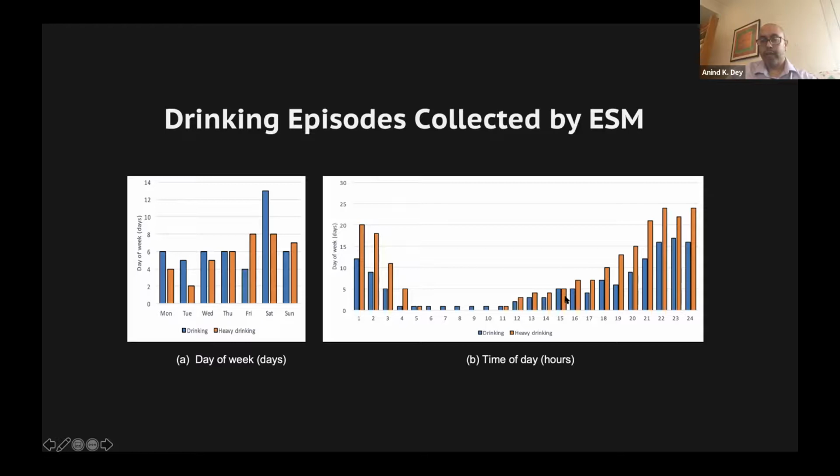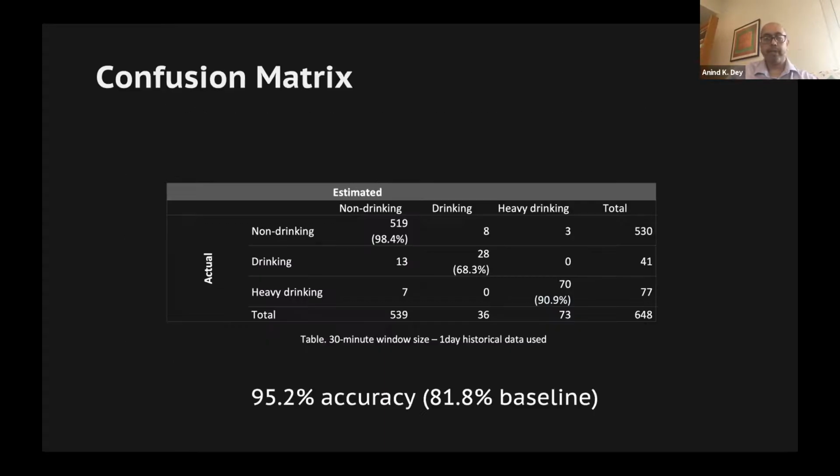And that there's not a lot of heavy drinking or binge drinking at all during the actual daytime. So if we built a model that was just based on day of week and time of day, we could already do quite well, but that's what the text message intervention was already doing, and it only had limited effect.